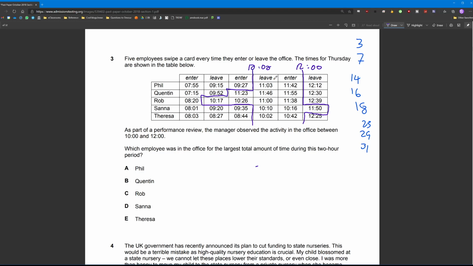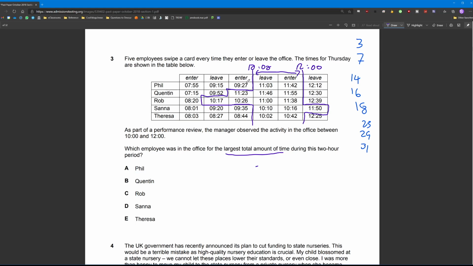Knowing this information about the 10 o'clock and 12 o'clock, I think it becomes much easier to visualize the time that they spend in the office during the period where the manager is here, because you know that the manager is going to be here in between these two lines. So again, I think in calculating this, drawing out these lines was key to visualizing the data much easier.